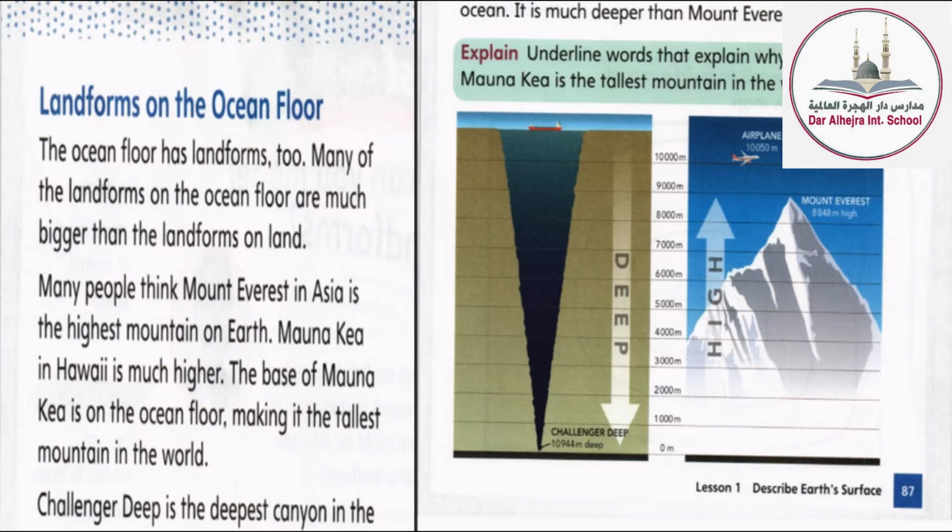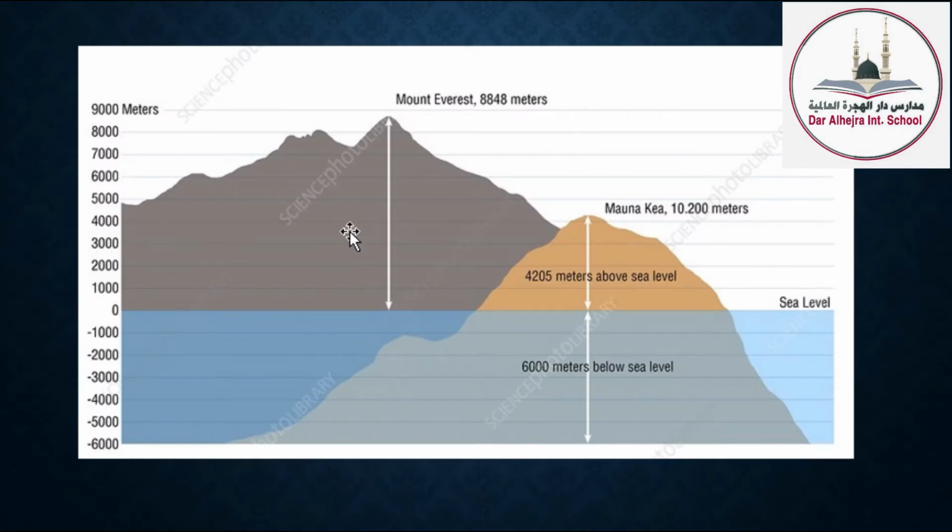So we have many different landforms on the ocean floor, and these landforms are way bigger than the landforms that we can find on land. For example, Mount Everest. We all think that Mount Everest is the highest mountain on earth, but this thought is wrong. Why is it wrong? Because we have another mountain that has its base on the ocean.